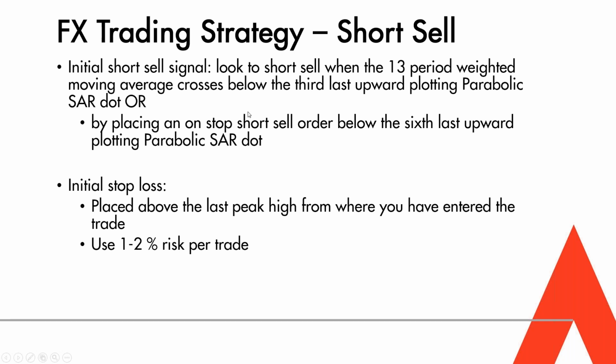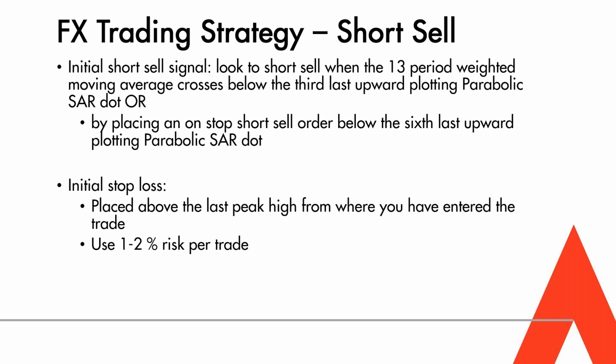So our initial short sell signal is to look to short sell when the 13-period weighted moving average crosses below the third last upward plotting parabolic SAR dot. So the 13-period weighted moving average crosses down below the third last upward plotting parabolic SAR dot.